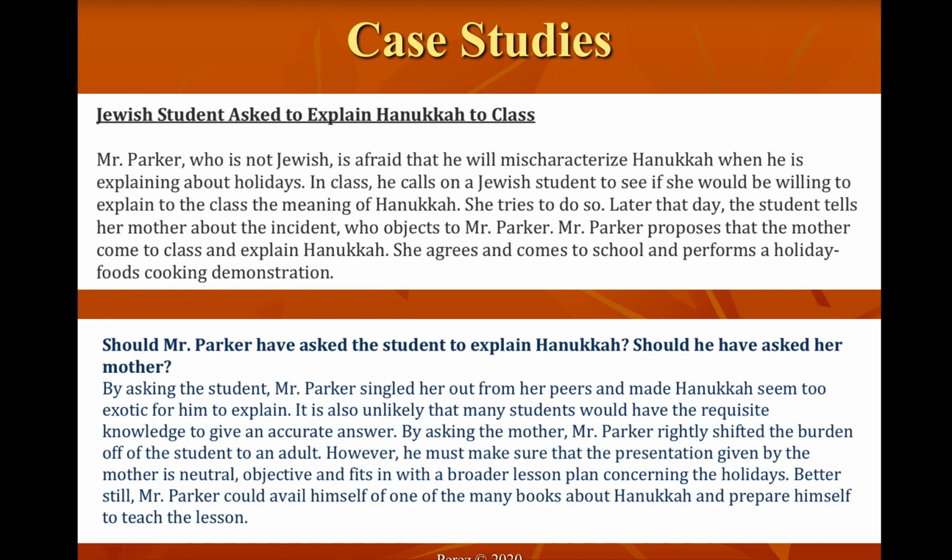So basically, you can have a parent come in and talk about a specific religious holiday in this case, but you have to make sure what they do is presented in a neutral and objective manner and doesn't indoctrinate.